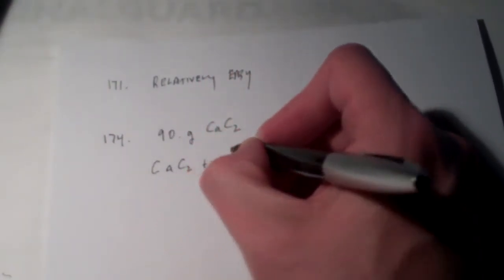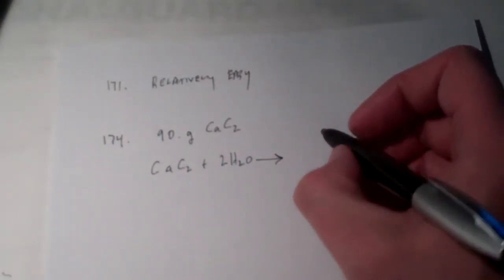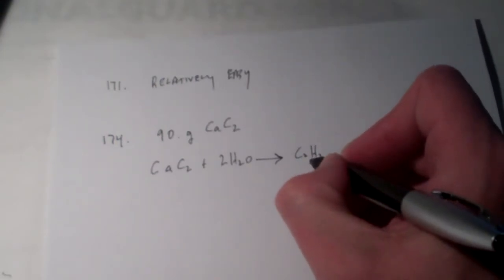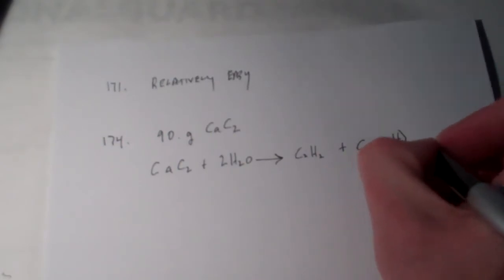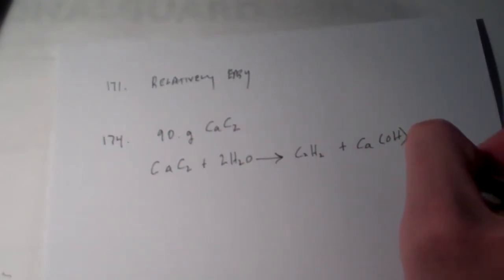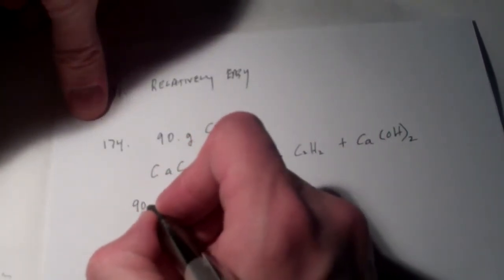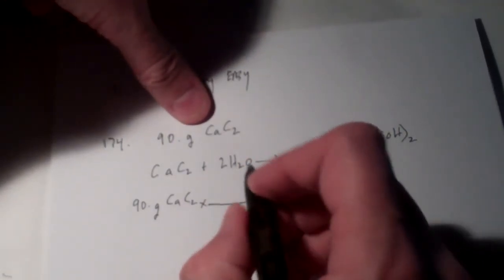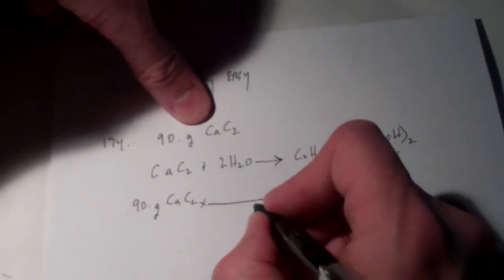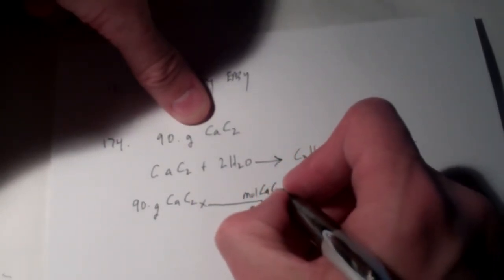CaC2 plus 2H2O reacts to form C2H2. Now that's our acetylene that we're going to be after. And Ca(OH)2. So once again, we need to know the mass of acetylene that can be made from 90 grams of calcium carbide. So we have our 90 grams of CaC2. In stoichiometry, we have our balanced equation. Then we go from grams to moles of CaC2.